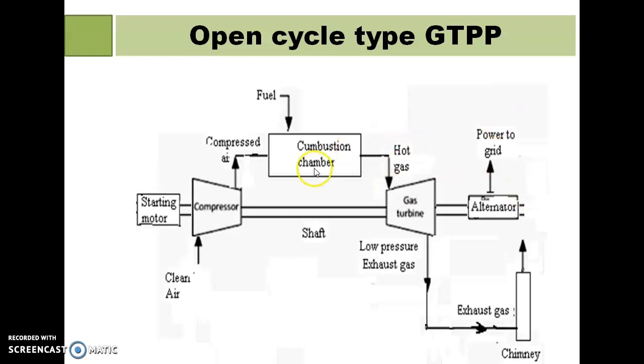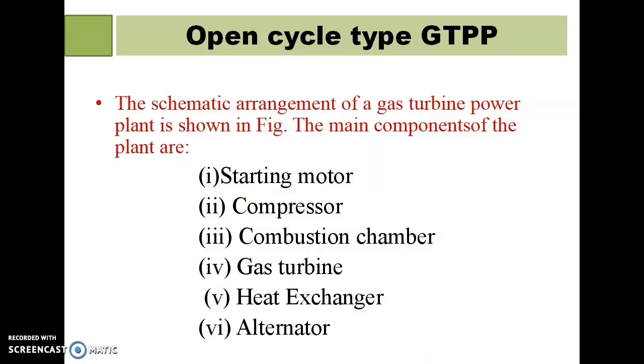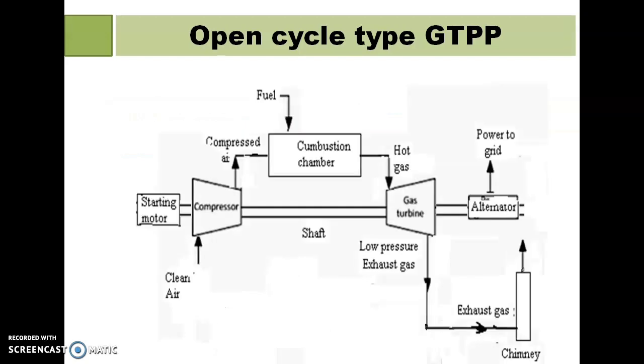So you can see here the main components of the open cycle type gas power plant are the starting motor, compressor, combustion chamber, gas turbine, heat exchanger and alternator. As you have seen here: starting motor, compressor, combustion chamber, gas turbine, then exhaust system and the alternator. These are the main components of the open cycle gas turbine. Now we'll see how the working of the gas turbine power plant in open cycle happens.